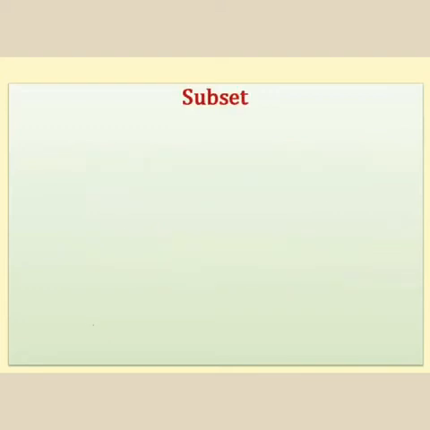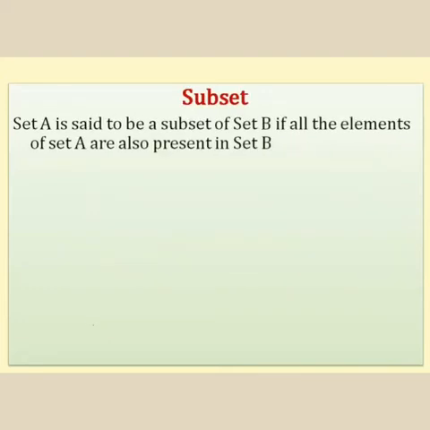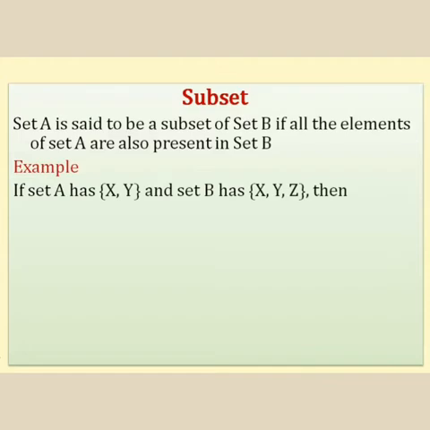Now we are going to see an important type of set, that is subset. So a set A is said to be a subset of set B if all the elements of set A are also present in set B. So we'll see here an example. If set A has x, y and set B has x, y, z. So if we want to say that set A is a subset of set B, these elements in the set A should be contained in B.